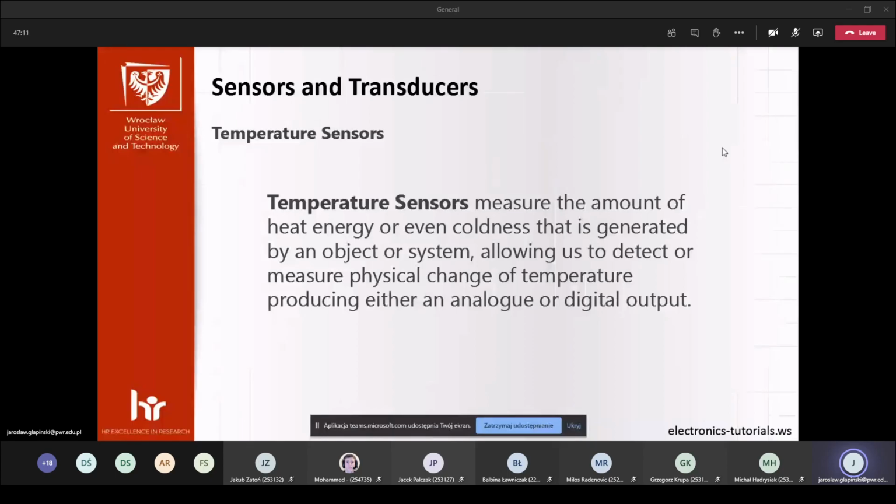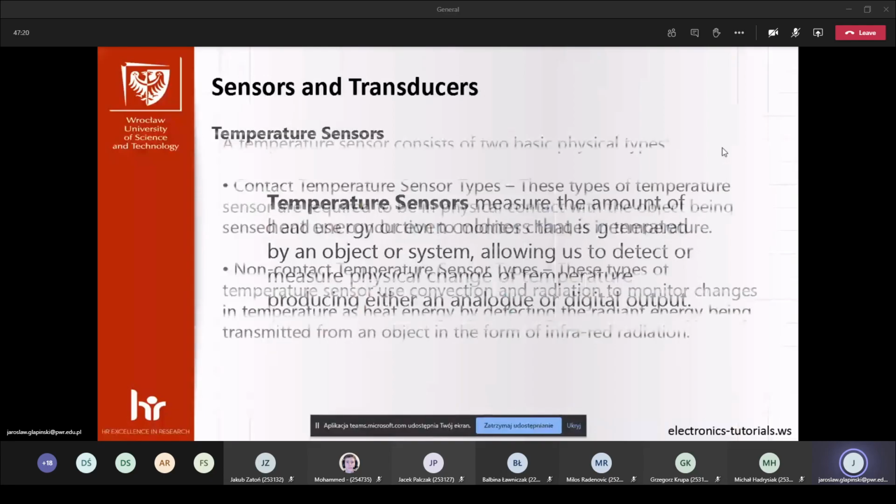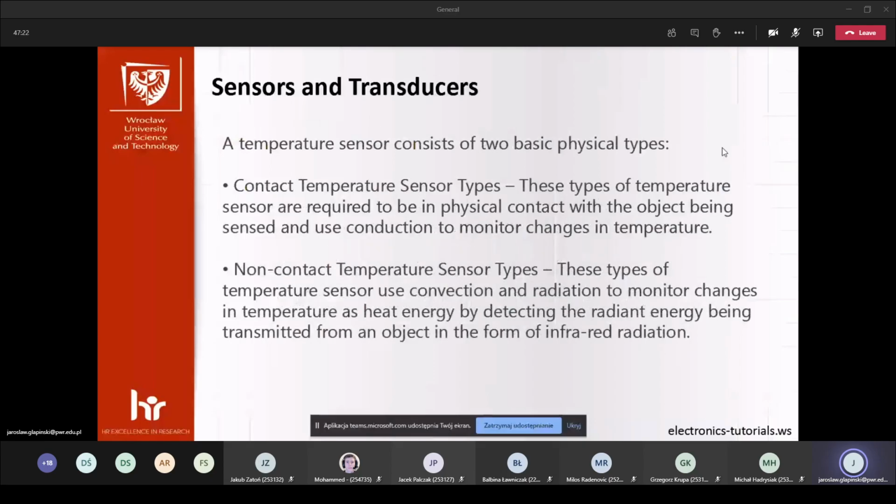As I said, we can use different kinds of sensors. We can use analog, digital. First of all, we can divide temperature sensors into two physical types, let's say a general division. So we've got the contact temperature sensor. This is the part of the sensor that needs to be glued on the system. It must be physically connected with the measurement unit.